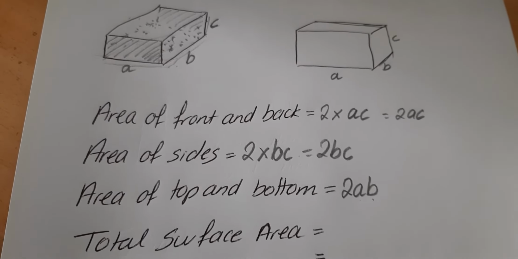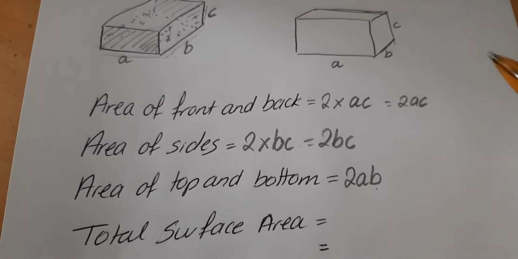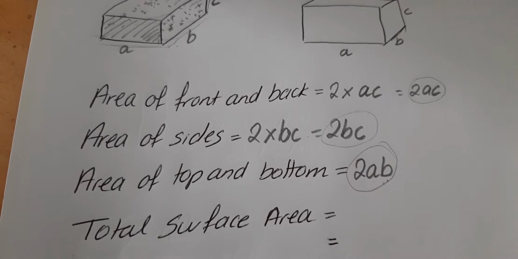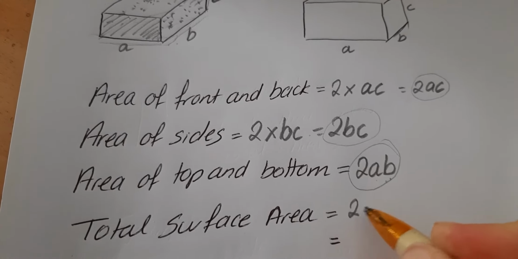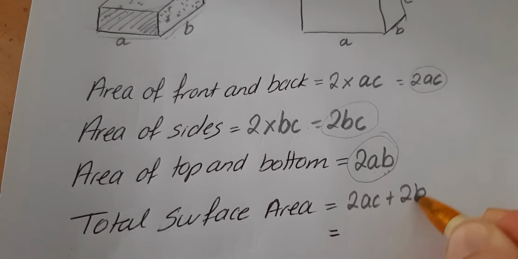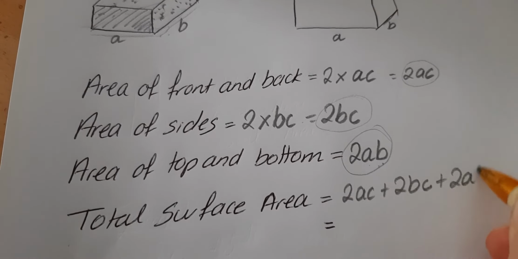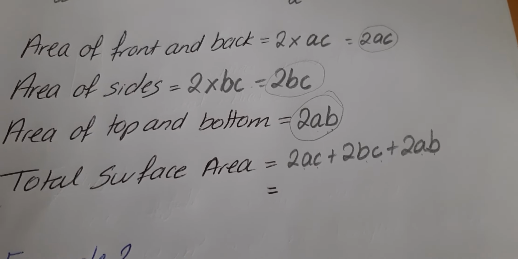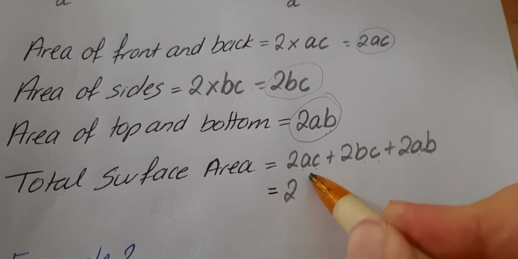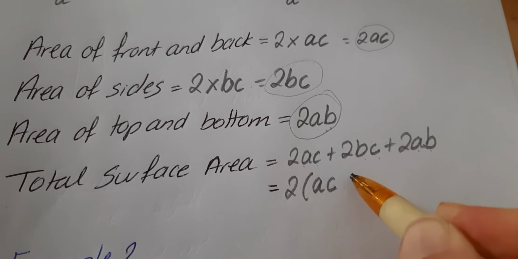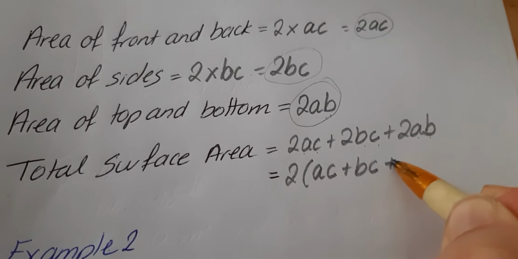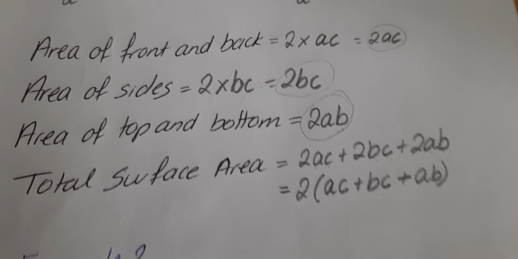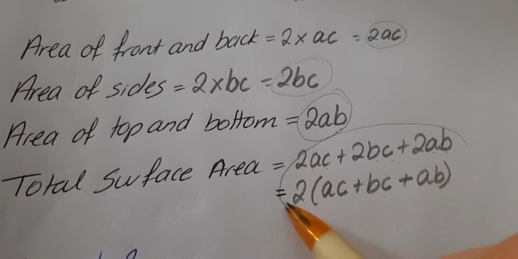So this is a general formula we're trying to find. The total surface area will be the addition of all of these 6 sides. So 2 of those, 2 of those, 2 of those. We add them all together: 2AC plus 2BC plus 2AB. It's basically all the different combinations of the letters that exist, times 2. If we factorize that, the 2 is common: 2 times AC plus BC plus AB. So either of these 2 is the general formula for the total surface area of the cuboid.